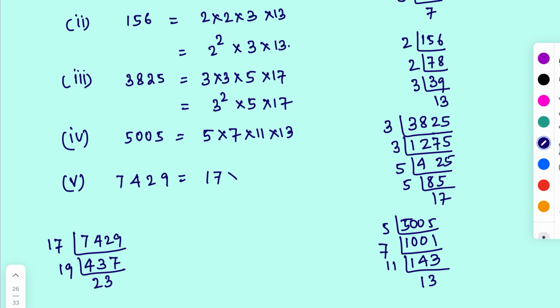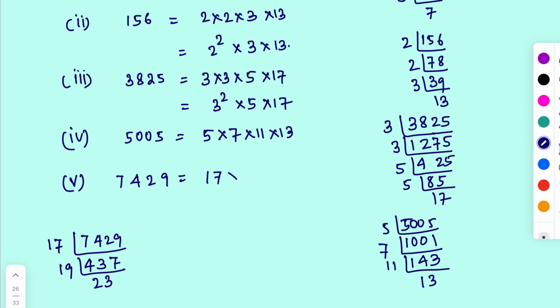Now the second question. Find the LCM and HCF of the following pairs of integers and verify that LCM into HCF is equal to the product of two numbers. Now first we have to do the prime factorization. For 26, it will be equal to 2 into 13. Similarly for 91, it is 7 into 13.